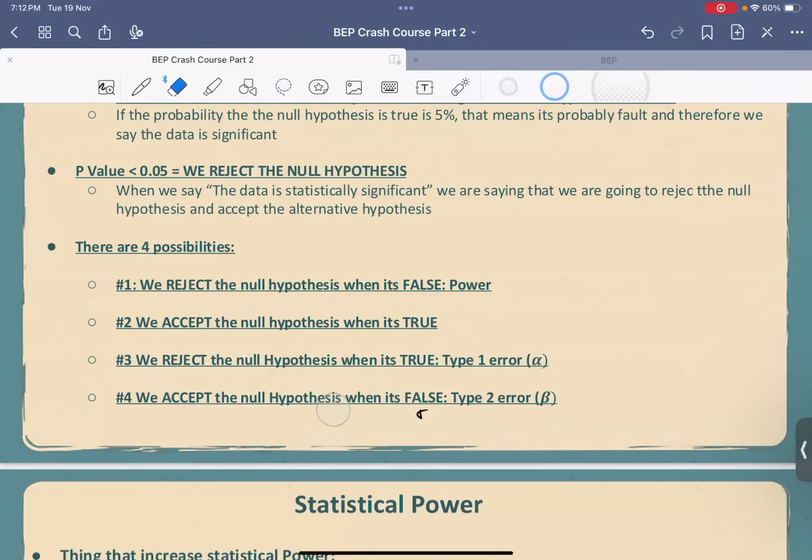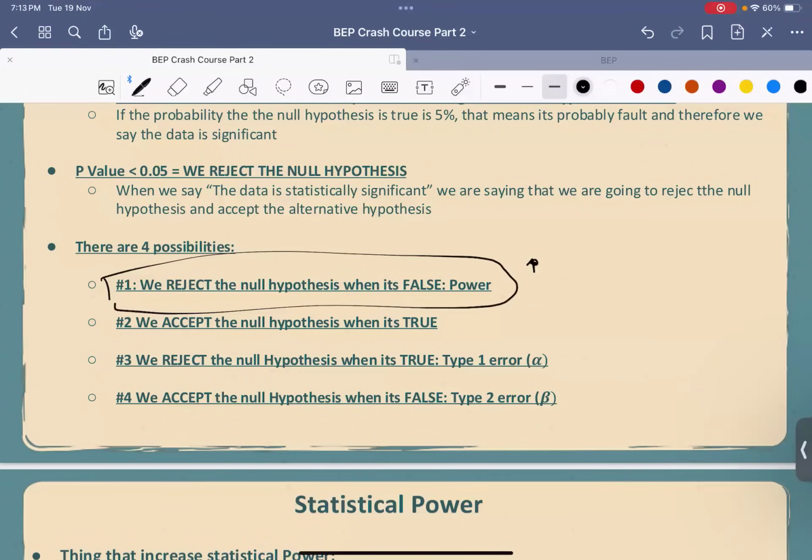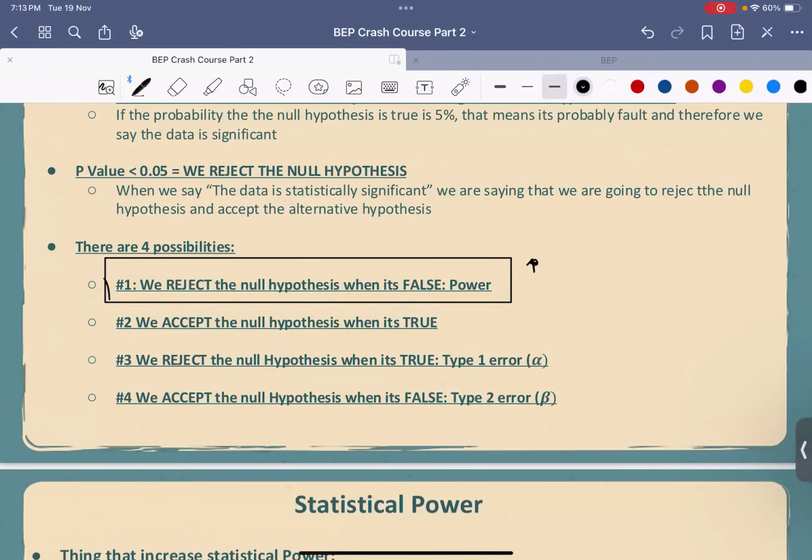Now, the first possibility we said, which is rejecting the null hypothesis when it's false, which is basically accepting the alternative hypothesis, this is called the power of the study. And this is what we were talking about earlier. Now, when we say a study has high power, that means there's a high probability that we are doing this possibility. So we're always aiming for high power. If a study has lower than 80% power, the result isn't that reliable. And unfortunately, most of the studies have a power less than 50%.